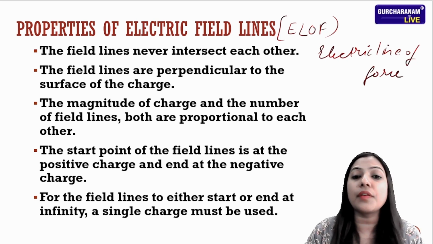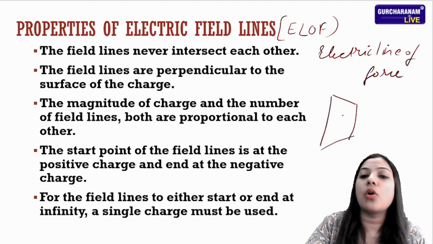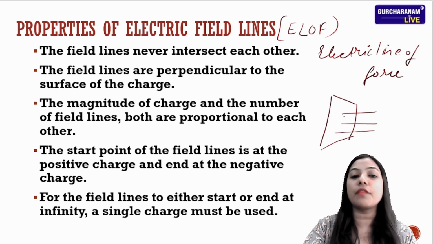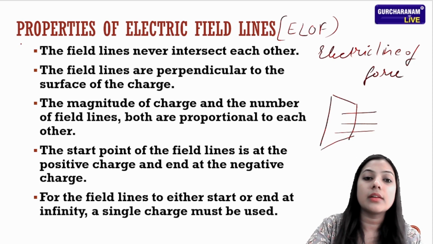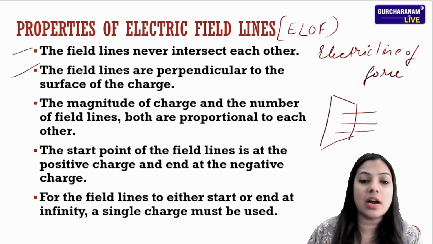Second point, the field lines are perpendicular to the surface of charge. All the electric field lines are perpendicular. I can show you with the help of this diagram. All the electric field lines are perpendicular to the surface of charge.